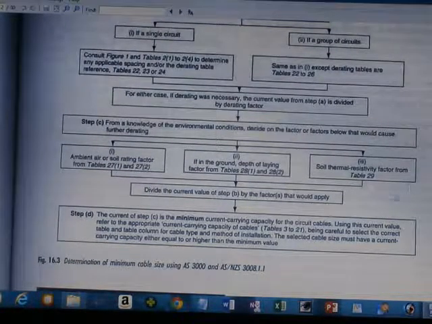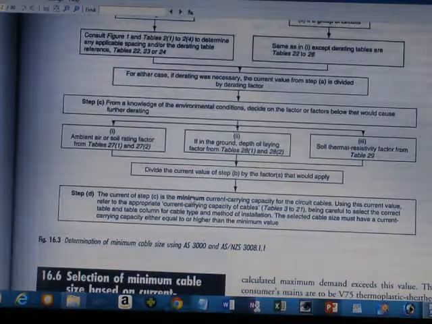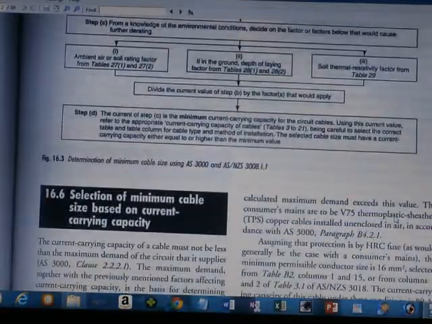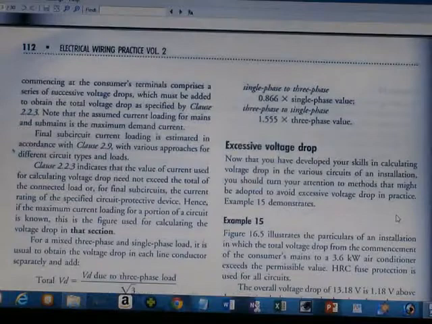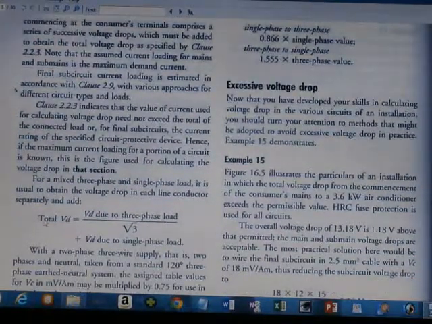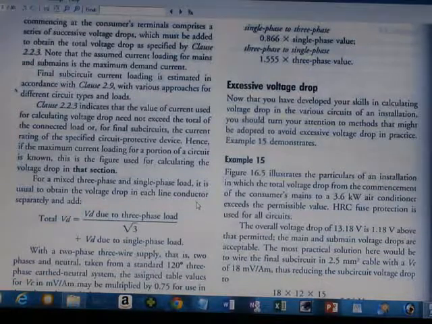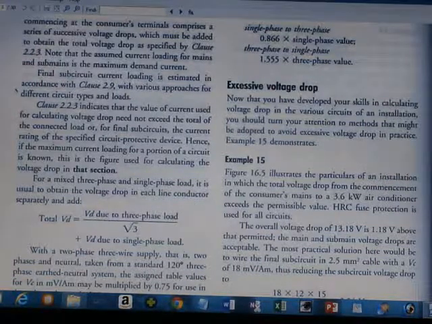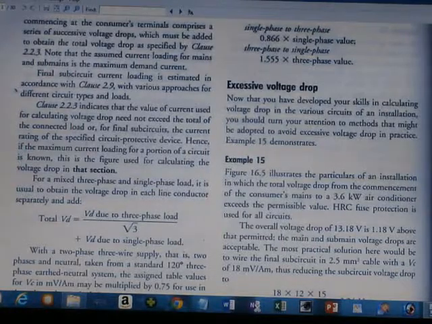So that in this case we write down the equation for the total voltage drop. The voltage drop due to a three phase load is divided by root 3. So when you are using the three phase system, we have to find out the voltage drop. For the single phase voltage drop, it is the voltage drop due to the three phase drop divided by root 3. This is the way we calculate it.